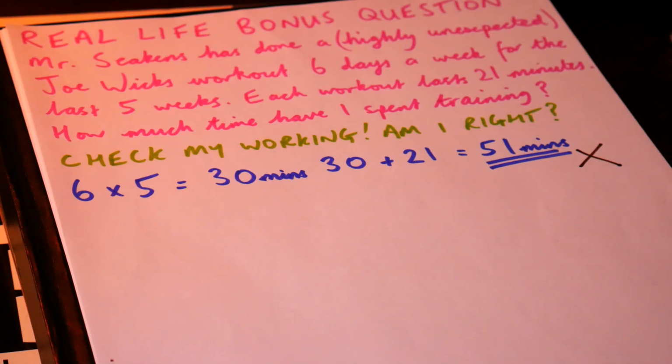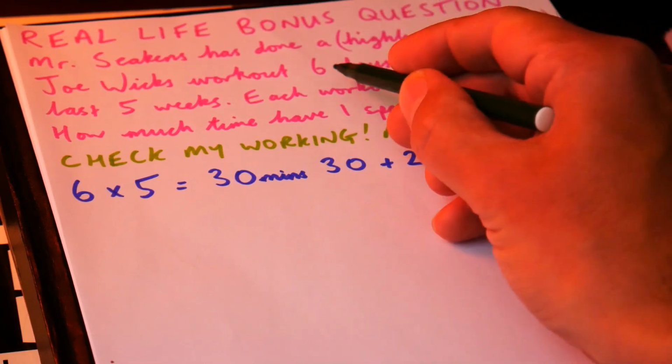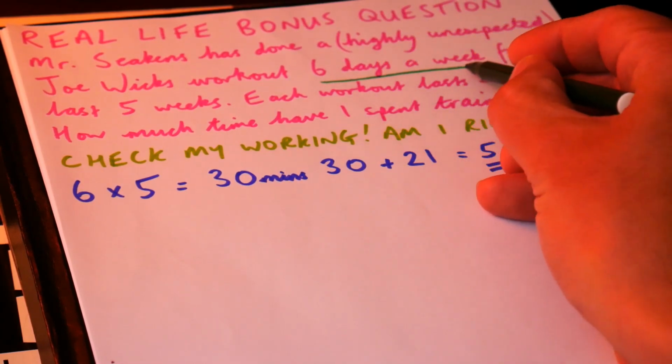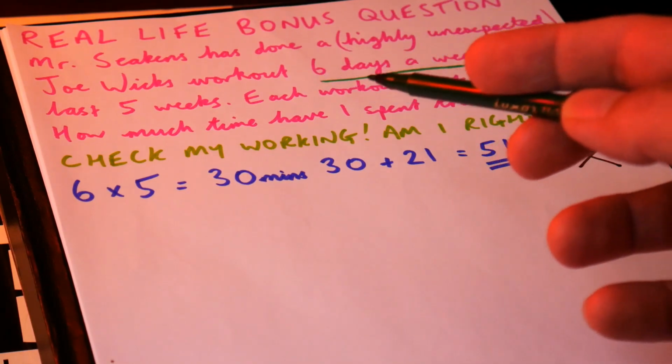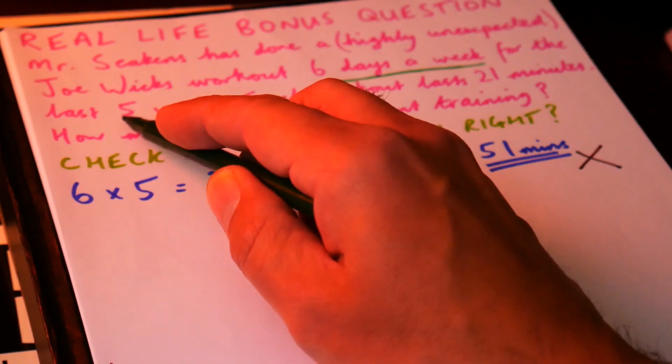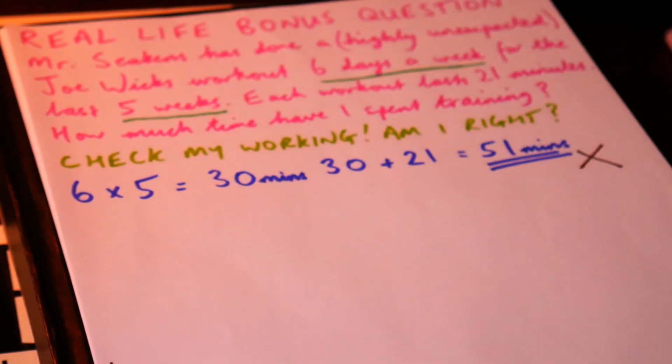Mr. Seakens has done a highly unexpected Joe Wicks workout 6 days a week. So let's highlight those numbers, they're important. 6 days a week. Not 7, not 5, but 6. For the last 5 weeks. So it's 5 weeks, so that's important. We know there's going to be some multiplying going on there.